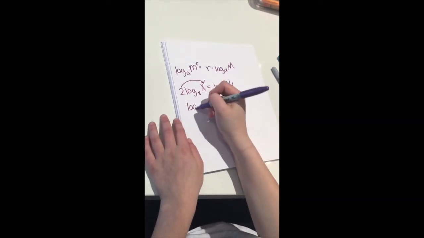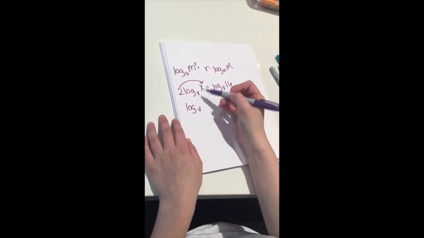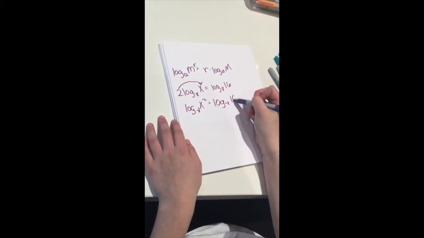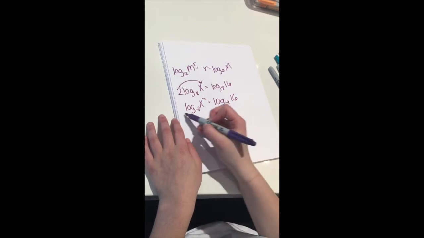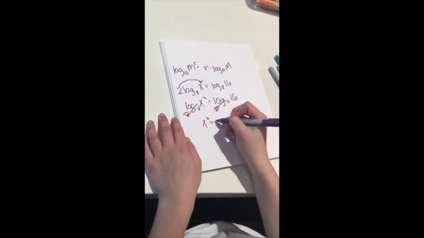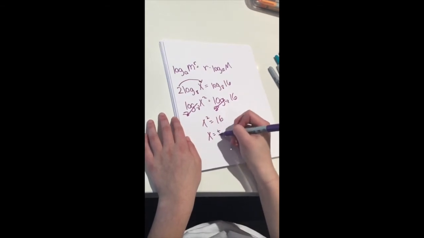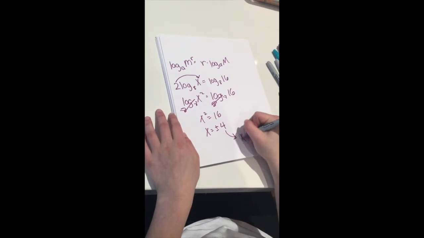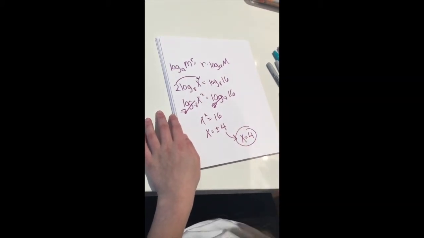So you have log to the base 8 of x squared equals log to the base 8 of 16. Then, like we did last time, you take both sides to the base 8, and you get x squared equals 16, and x equals plus or minus 4. But as we know now, because we are so smart, the only answer is x equals 4.